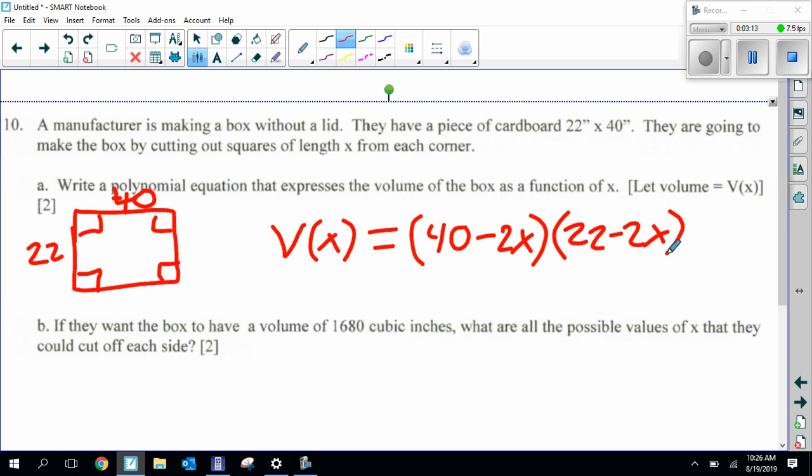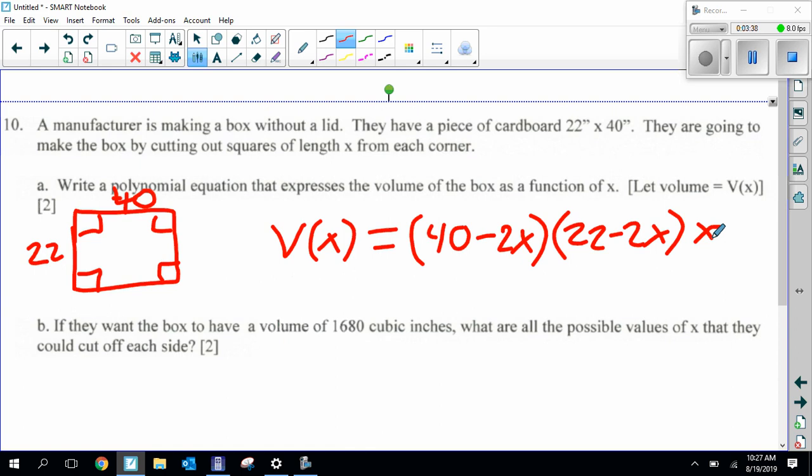And then the height of that box, once we cut those squares out of the corners, that x becomes the height where we fold it up. So there's our volume of box. So we're going to take that formula, we're going to graph it. We need to set our domain and range. We got to set our window for this box.